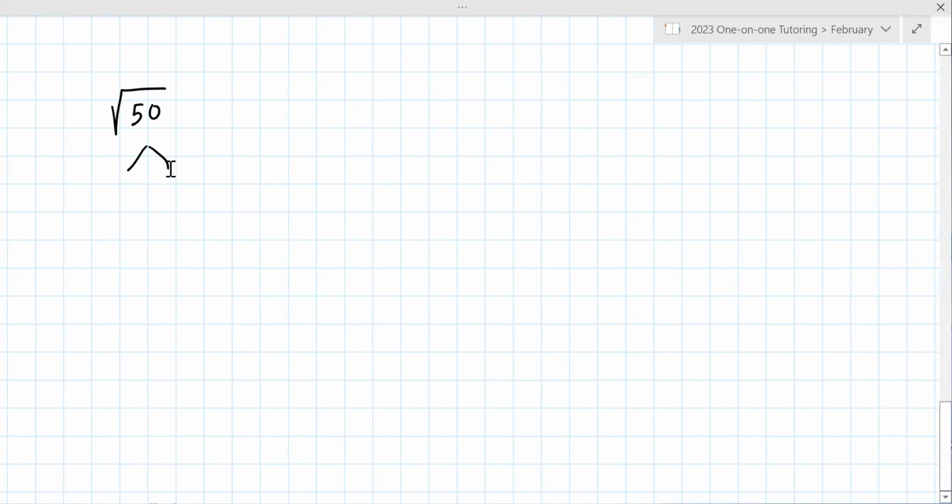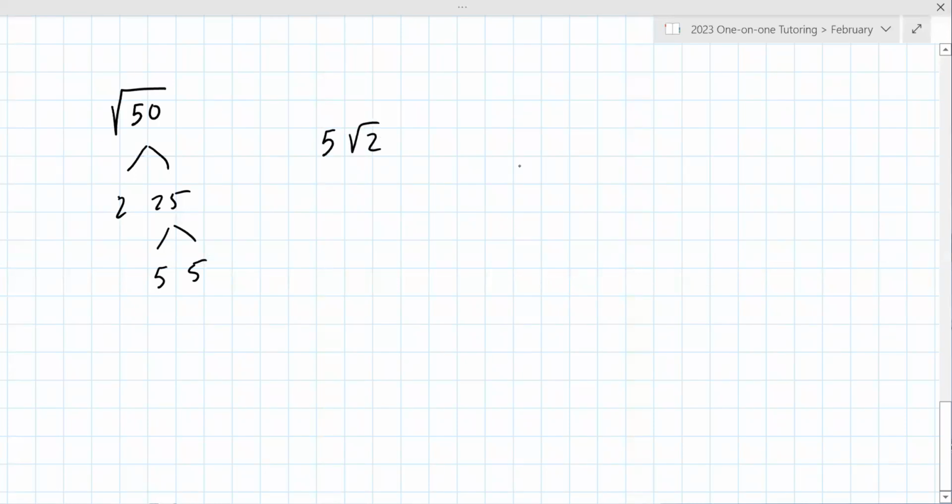What you need to do is first off, it's 2 and 25. 25 is divisible by 5 and 5, so it makes a 5 square root of 2. Good. You really got that down.